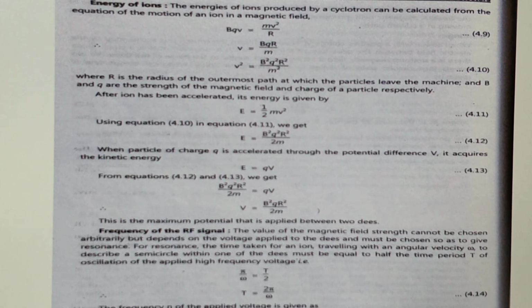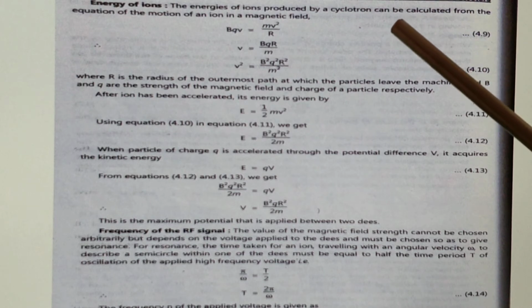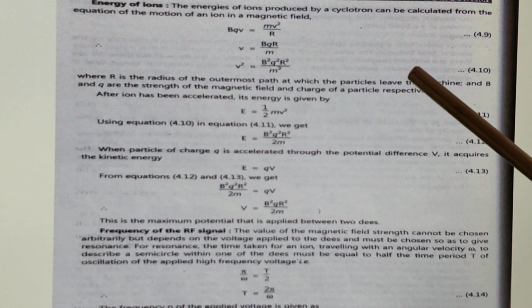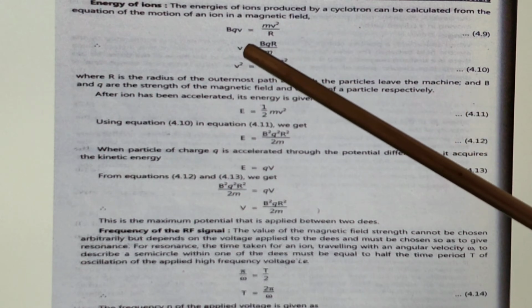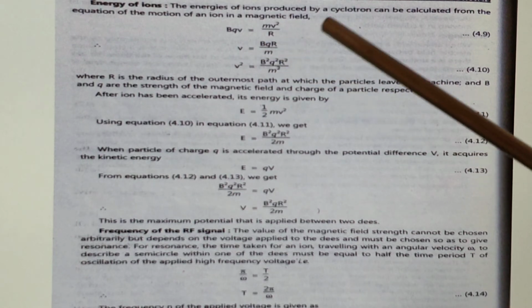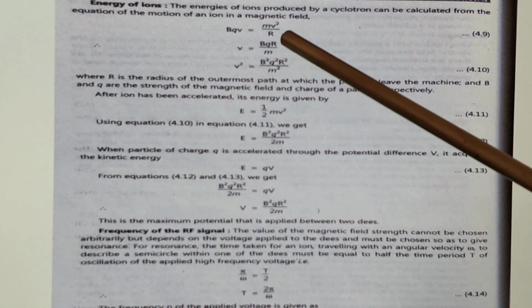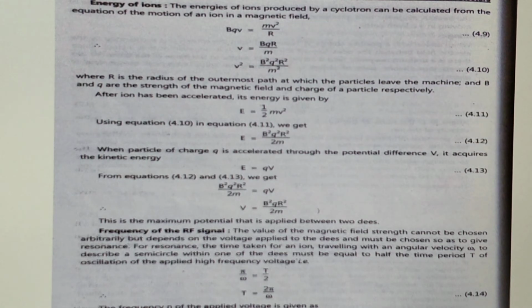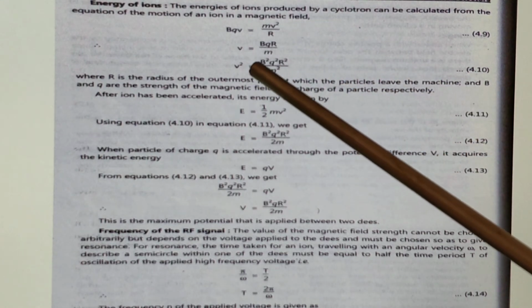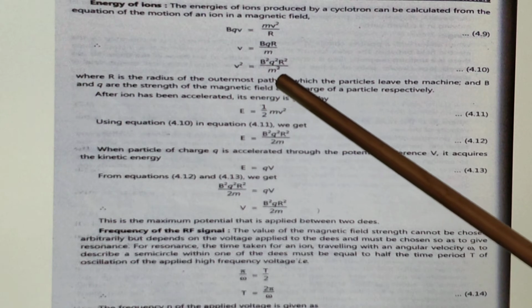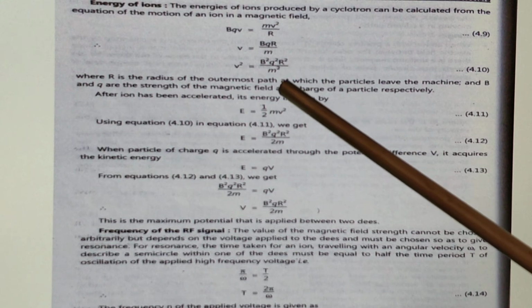Next we calculate the energy of ions. The energies of ions produced by a cyclotron can be calculated from the equation of motion of an ion in a magnetic field. So right here again, the equation BQV equal to mv square upon r. Again, this is the magnetic force and this one is the centripetal force. So from this equation we calculate v equal to BQr upon m, and squaring both sides, v square equal to B square Q square r square upon m square.